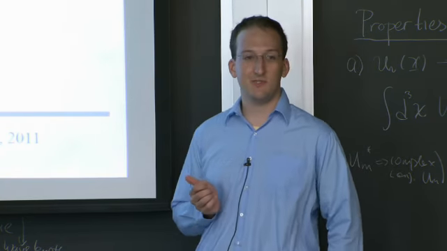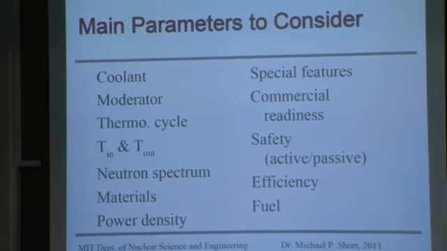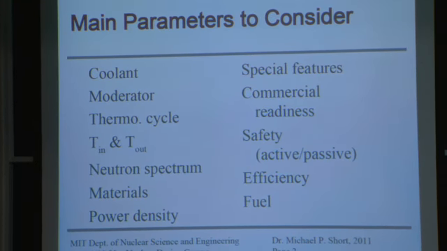What sort of safety systems does it have? Are they active or passive? Are they both? If the actives fail, can passives take over? And then you have to start thinking a little bit about what happens in an accident scenario.